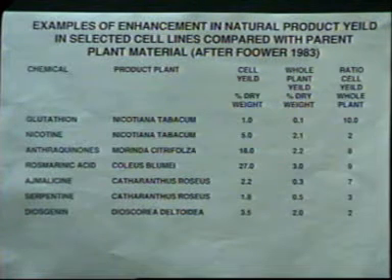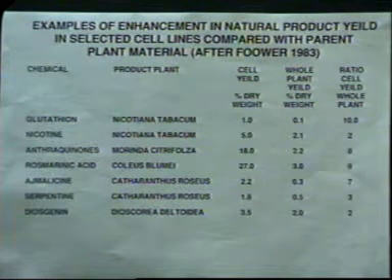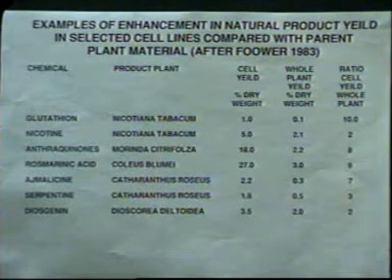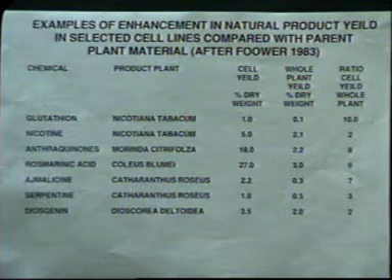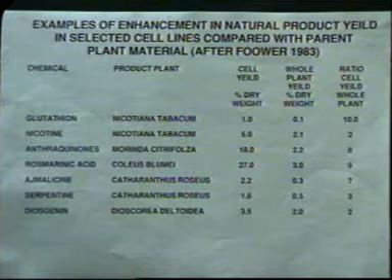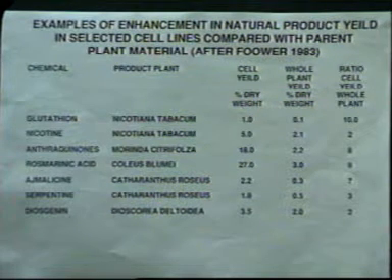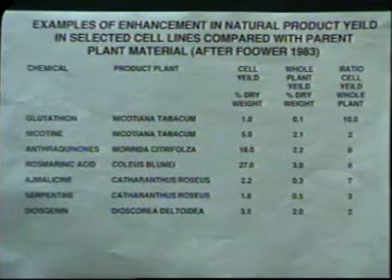which yield comparatively less amount of secondary metabolites if they are grown naturally, but if these cells or these plant organs are tissue cultured, their yield goes higher. For example, glutathione and nicotine are produced in more amounts by Nicotiana tabacum cultures, anthraquinone by Morinda citrifolia, rosmarinic acid by Coleus blumei, ajmalicine and serpentine by Catharanthus roseus, and diosgenin by Dioscorea deltoidea cultures.